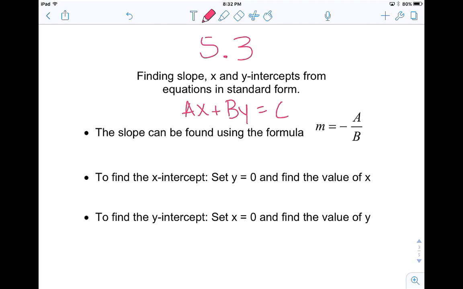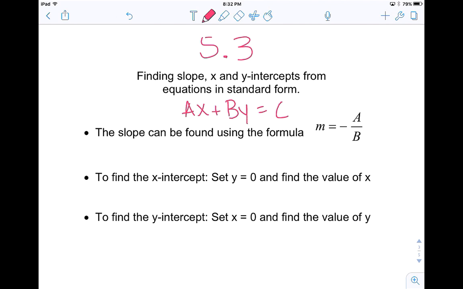So today we're going to graph from standard form. Last time we wrote standard form equations, today we're going to graph from standard form. When we graph from standard form, we can get y by itself like we're used to, and then graph using our y-intercept and our slope, but there's another way to do it as well.